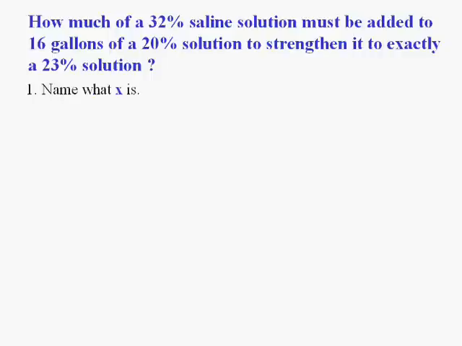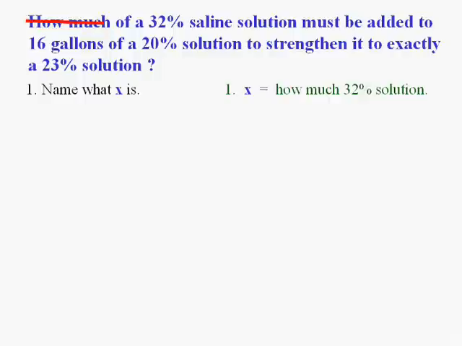Well, as always, the first step is to name what X is. What do we want to know? Well, we want to know how much 32% solution. So that's X. X is how much of the 32% solution, not the strength of it, how much of it, which in this case is going to be gallons, I guess.